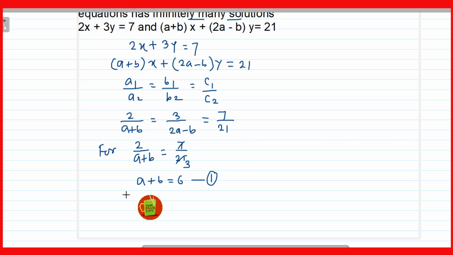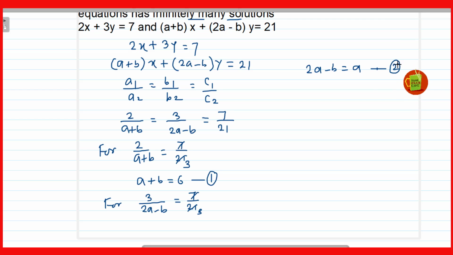Now we will take this second and the third. So for 3 upon 2a minus b, that is equal to 7 by 21. 7 1s are 7, 7 3s are 21, 3 3s are 9, and therefore you will get it as 2a minus b is equal to 9. So 2a minus b is equal to 9. So let this be equation number 2.